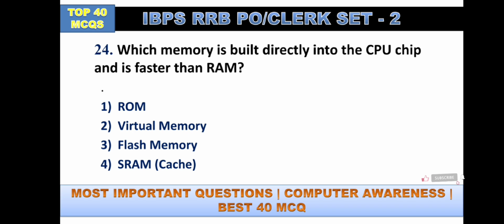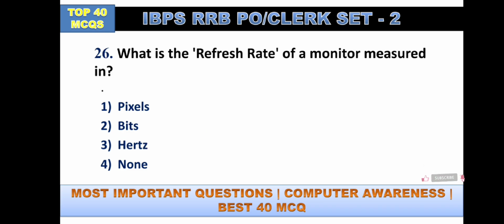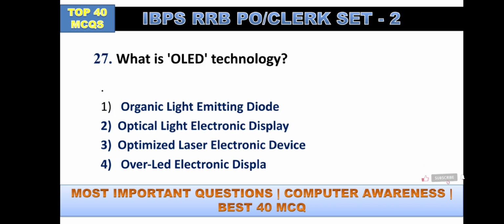Which memory is built directly into the CPU chip and is faster than RAM? So this type of memory is called SRAM, static random access memory, or you can say cache. Okay, and cache has 3 types: L1, L2, L3. What does VRAM stand for? See, VRAM stands for video random access memory. So what is the refresh rate of a monitor measured in? See, refresh rate of a monitor is measured in hertz. Okay, hertz. What is OLED technology? See, OLED technology means organic light emitting diode.